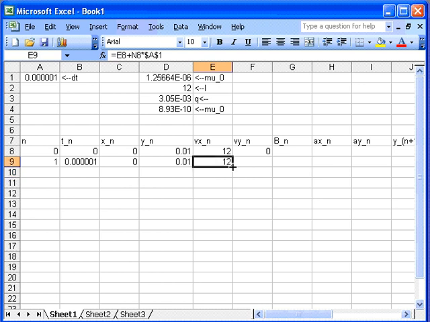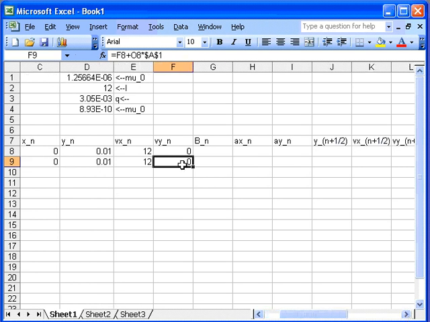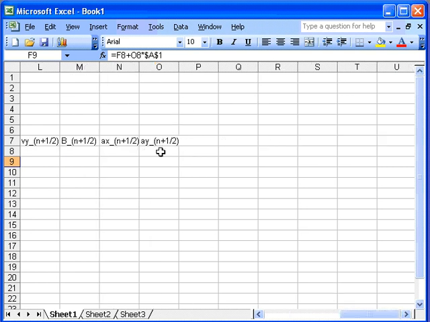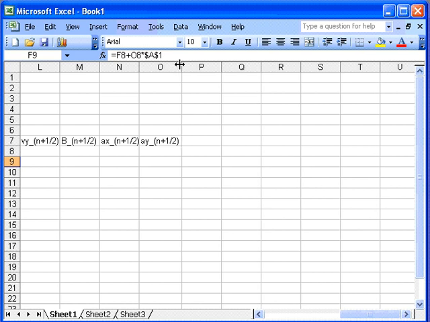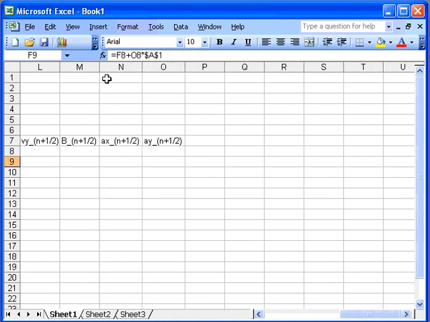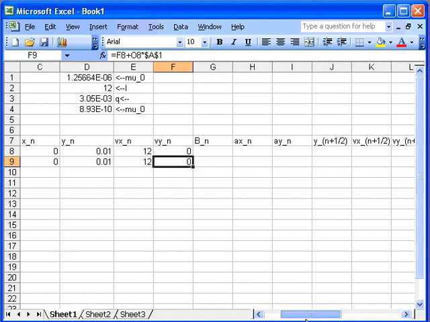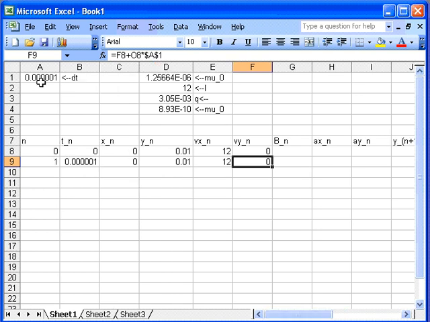Okay. And I think this might just be able to copy that right over. So it should be saying it's equal to F8, the thing right before it, plus O8, which is the AY at the half interval, times delta t, which is what I got in A1, this value right here. Okay, that looks good.